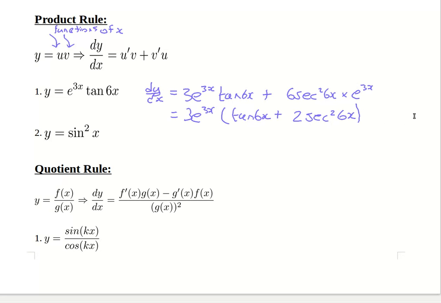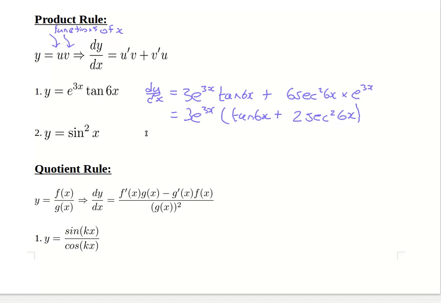And if you really wanted to, you could rewrite the sec squared 6x in terms of tan, because 1 plus tan squared is sec squared. That could be really useful there for turning that into a quadratic in tan, and perhaps finding turning points on the curve if it does in fact equal 0, because you'll need to factorize the resulting quadratic. Okay, so that one wasn't too bad.